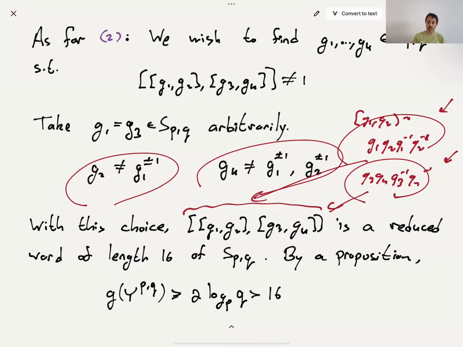And by the proposition that we had about the girth, I told you we'll need it one more time, we know that the girth is larger than 16, right? Because it's at least 2 log to the base P of Q, and Q is at least P to the 8. So this is larger than 8, so this is larger than 16. So this means that this word cannot be 1. It's a reduced word, it cannot be 1. It's too short to close the cycle, which is what we wanted.